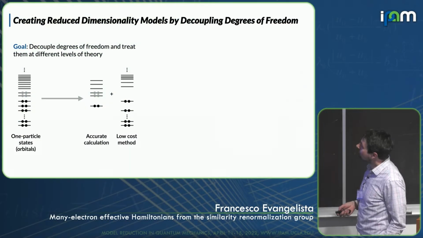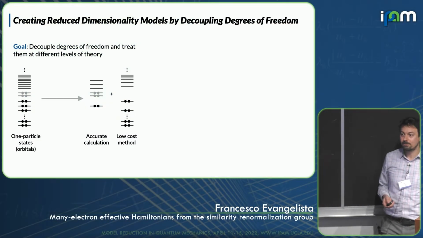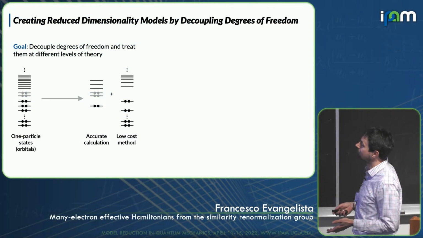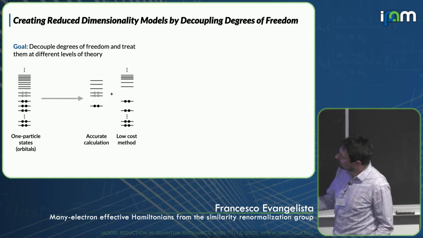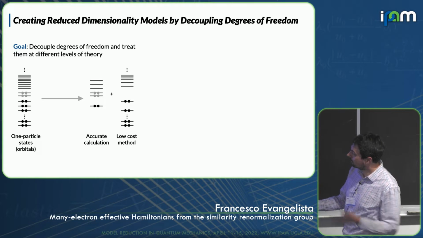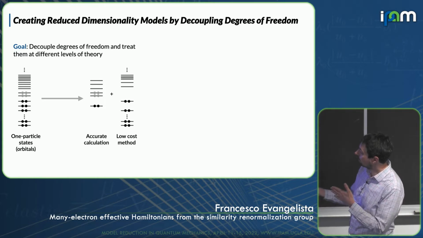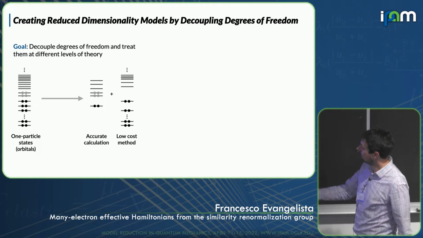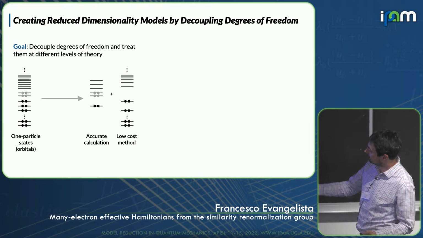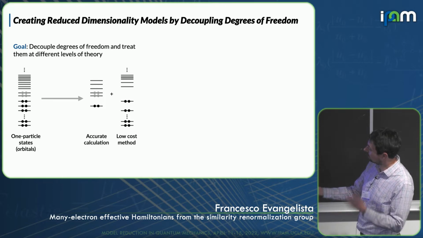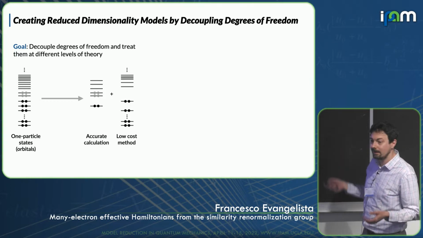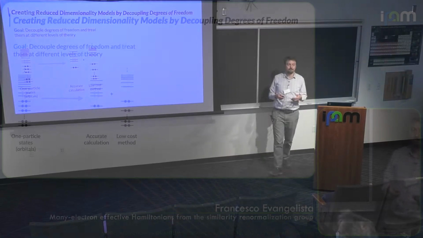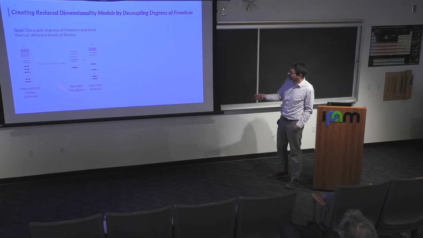So one way to create models is to decouple degrees of freedom. From my perspective, we have a problem where I have many one-particle states. These are orbitals, and we want to separate them into groups. Some are treated at a high level of accuracy, and the other ones, supposedly many of them, are treated at a low level of theory. And that's going to make our calculation affordable.